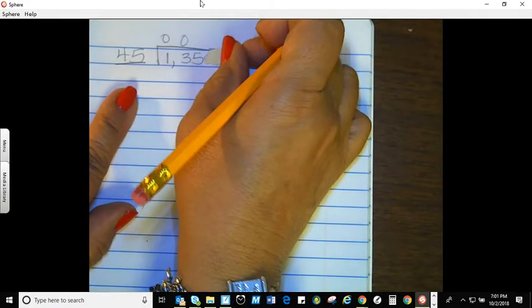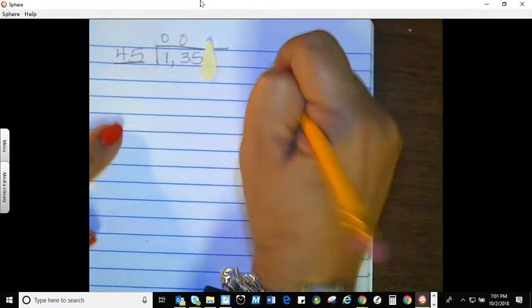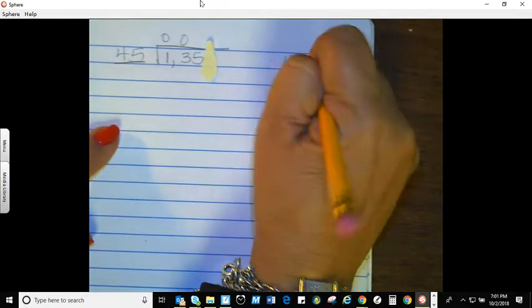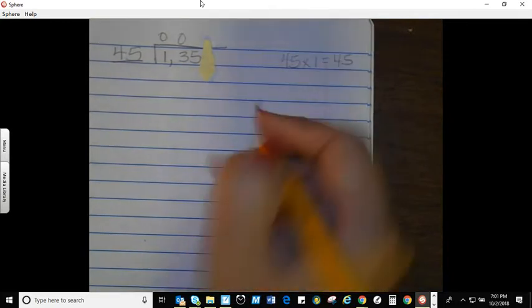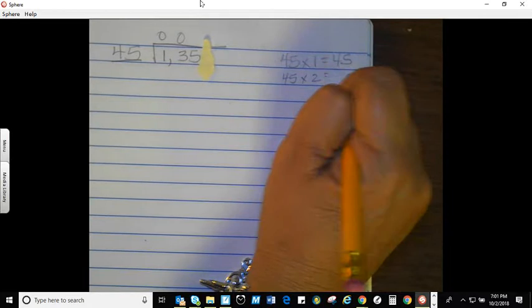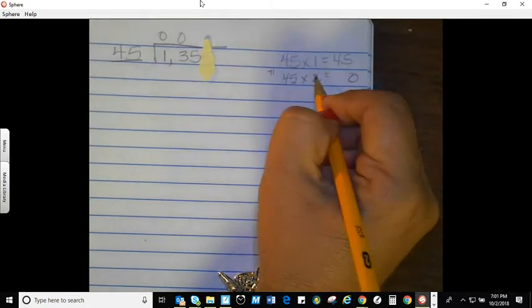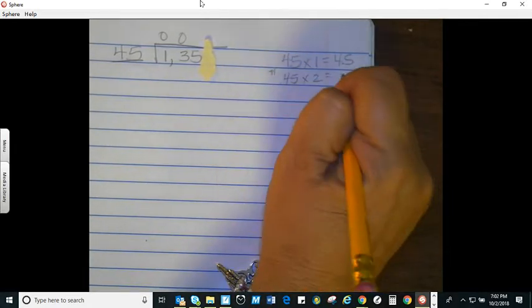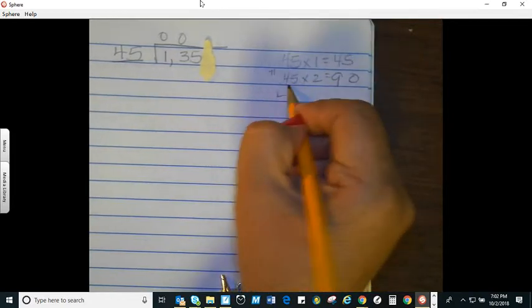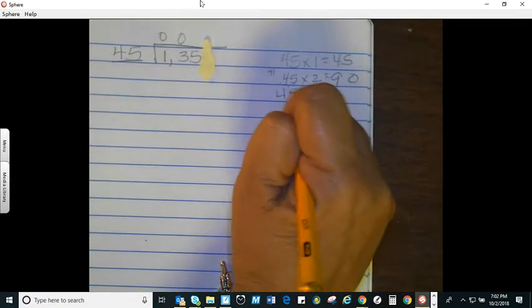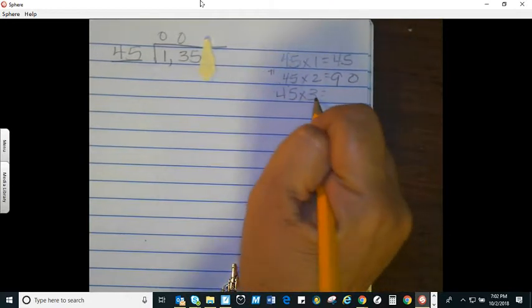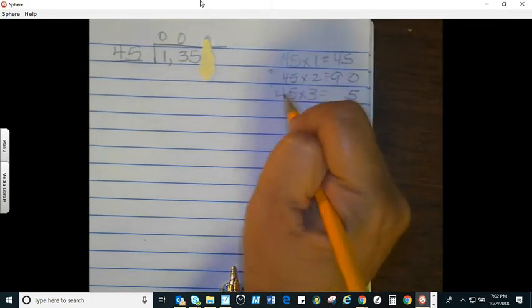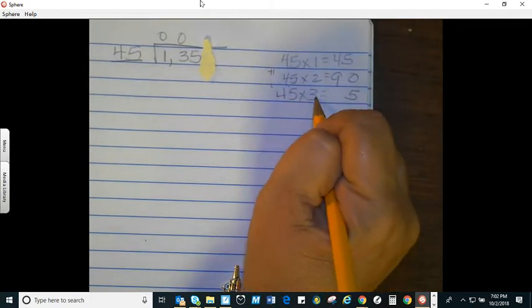Can it go into 135? So I'm going to hide that there. And now, again, I know that 45 times 1 equals 45. If that still confuses you, just start writing down all the multiples. 45 times 2. 2 times 5 is 10. I'm going to regroup my 1. 2 times 4 is 8, plus 1 is 9. Because that's double. 45 plus 45 is 90. 45 times 3, you're adding another group of 45 to that. 3 times 5 is 15.